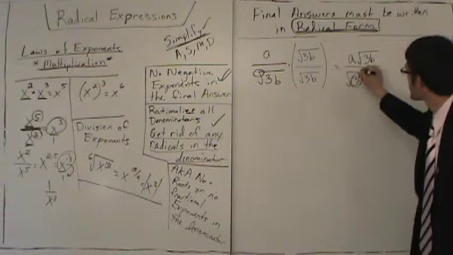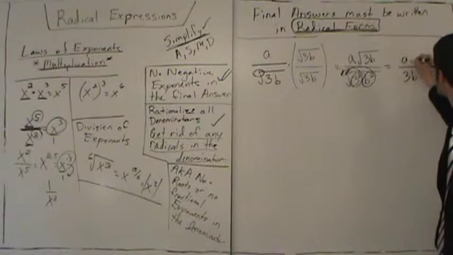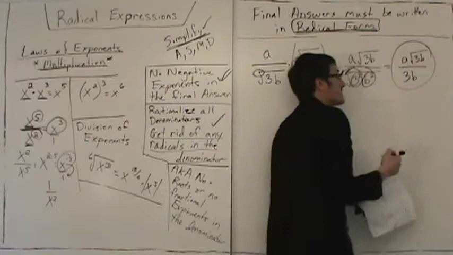Now on the bottom, we can take out pairs. Why? Because we've created groups. So we end up with a pair of 3s coming out giving just a 3, a pair of B's coming out giving just a B, and on top we have A root 3B. And the question is, have we successfully gotten the root out of the denominator? Yes, we have. Notice that the final answer does not have a root in the denominator, and this is it. This is done.